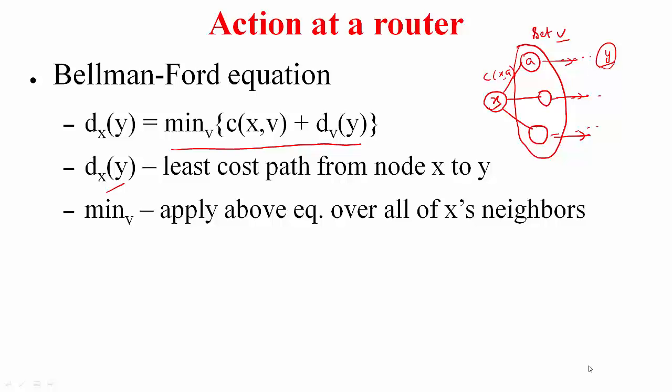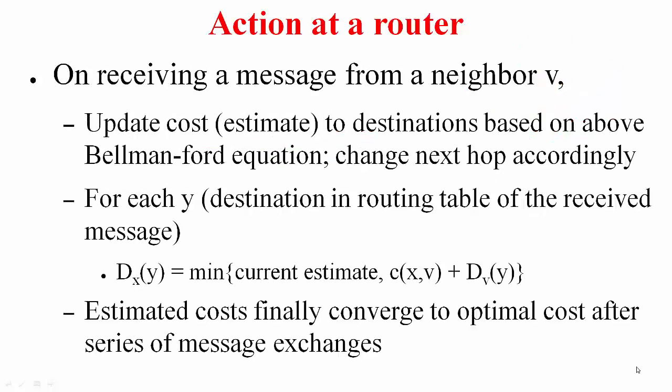A node really doesn't know the actual least cost path. It has an estimate, so it starts working on the estimates, and as long as you're taking the minimum, it converges finally to the least cost path. So basically here is what happens.